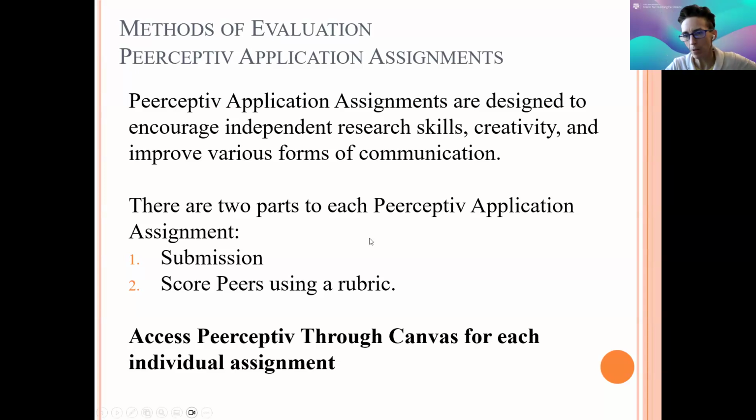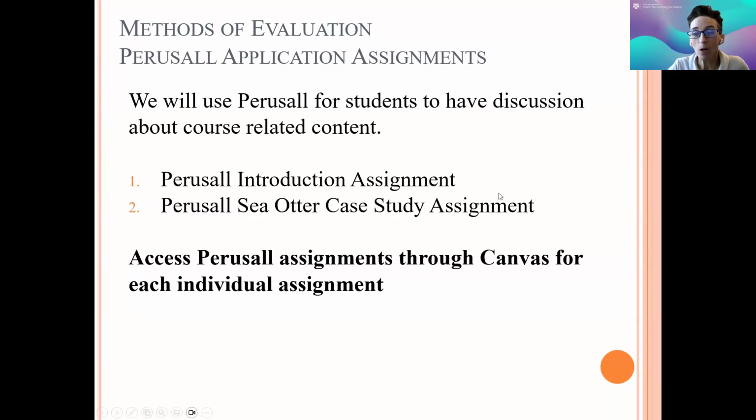And there will be more instructions about Perceptive later. We're also going to use a program called Perusal. Perusal is designed to encourage students to have dialogue and discussion around a text or a video or things that I've posted that are related to the course. So we're going to use Perusal for you to have a discussion about course-related materials.